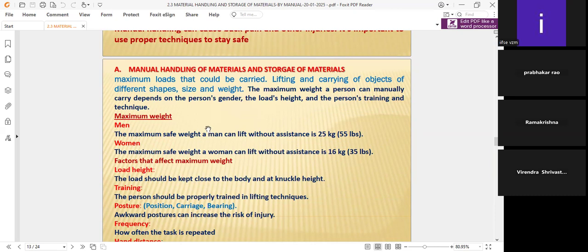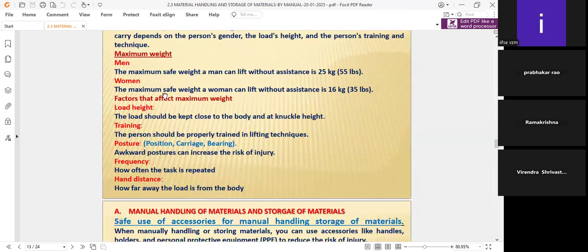Here, maximum loads that could be carried, lifting and carrying objects of different shapes and sizes. The maximum weight a person can manually carry depends on the person's gender, male or female, and the load's height. That means how much height the weight is to be carried to, and the person's training and techniques also, which we have to inform employees about during kinetic lifting training.